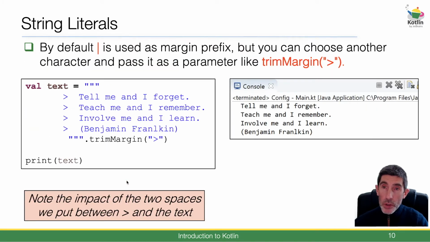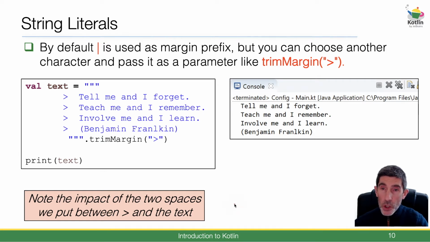A little bit more about string literals. By default, that pipe is used as a margin prefix, but you can choose another character and pass it as a parameter like so. There again, just to highlight it for you, you can actually say trim margin and pass in whatever character you want. In this example, it's the greater than sign.